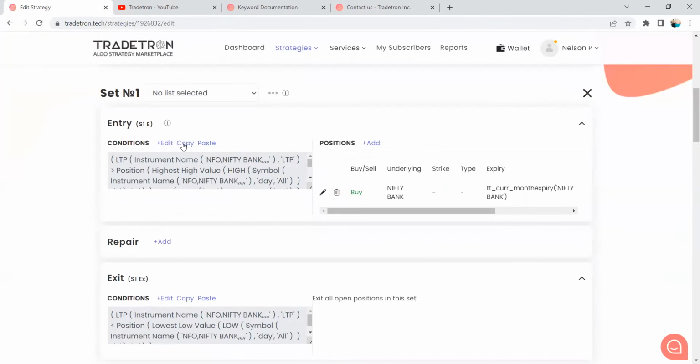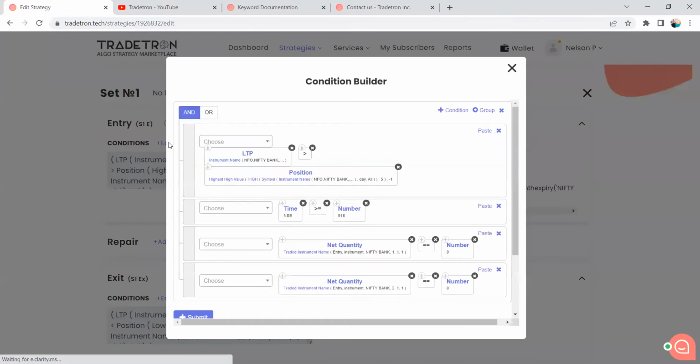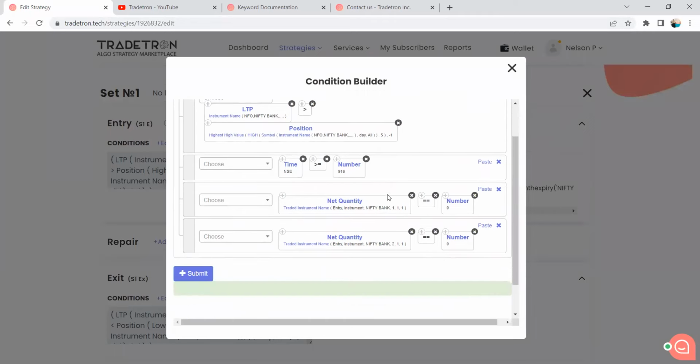So basically, first of all, the entry condition for the first set of the long position was that whenever the current market price, that is LTP, is greater than the highest high value of the high over the past 5 days, whatever was the highest high value of the past 5 trading day candles. So whenever the current market price is above that, only then this trade will happen.